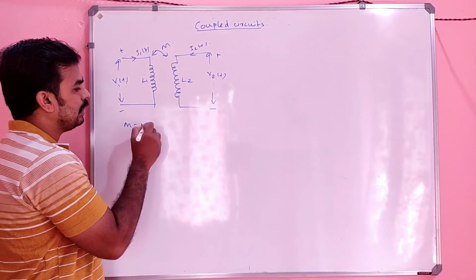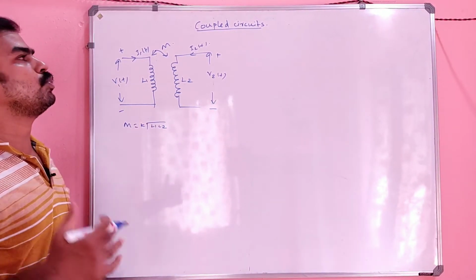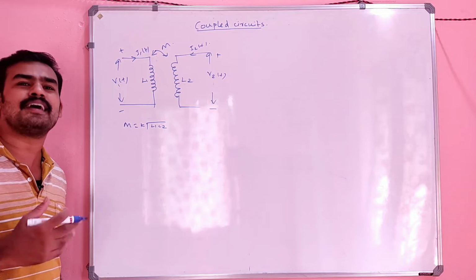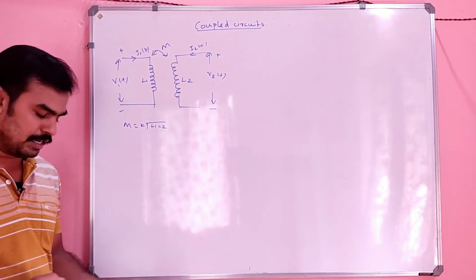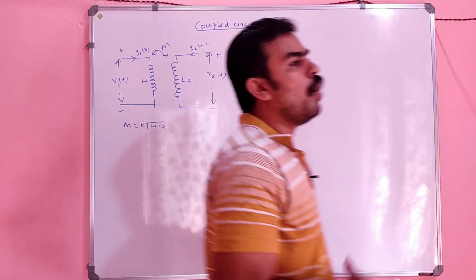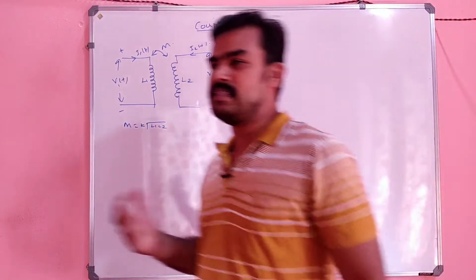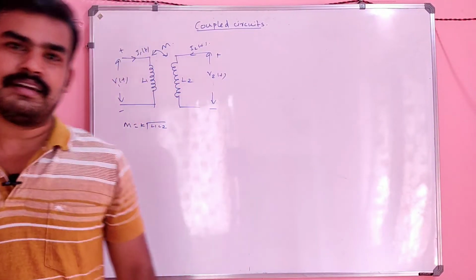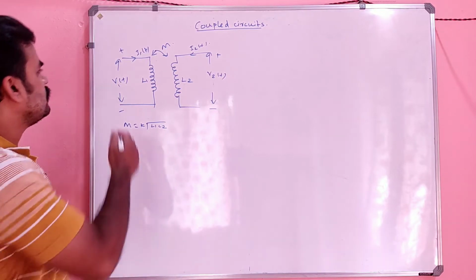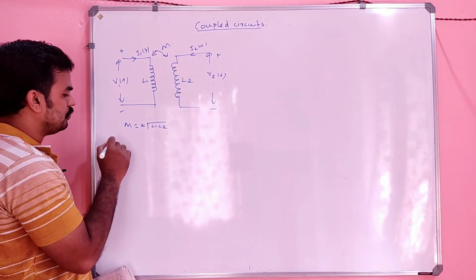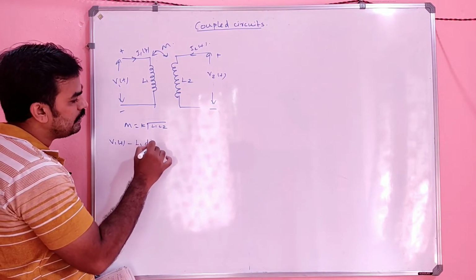You know that the mutual inductance M is equal to K root of L1 L2. In simple words, it is the common inductance, or we can say how much inductance is common to both primary and secondary. That is the simple meaning of mutual inductance.